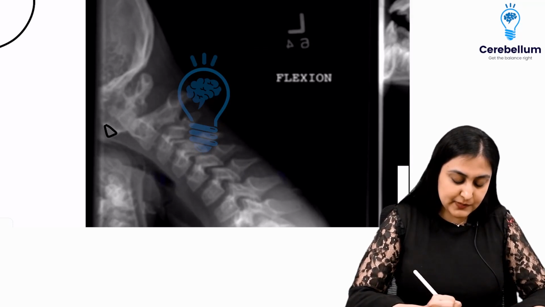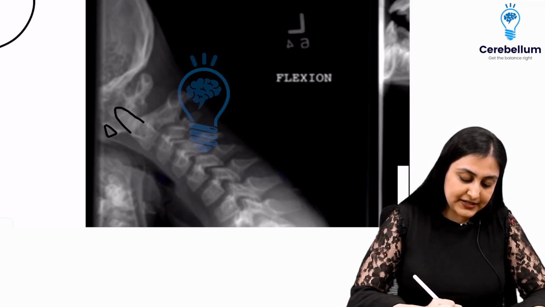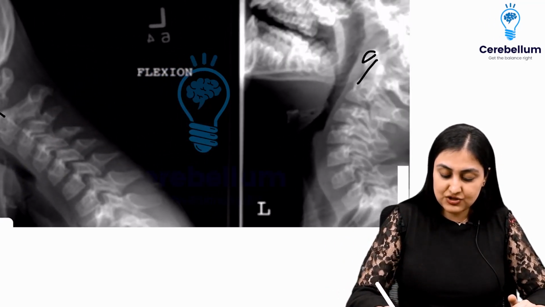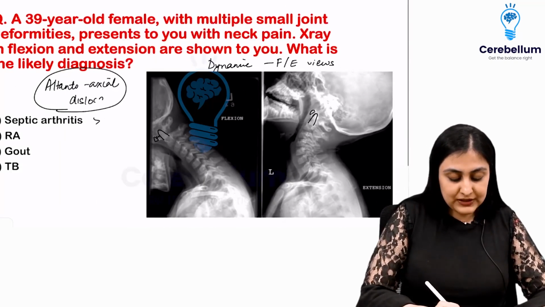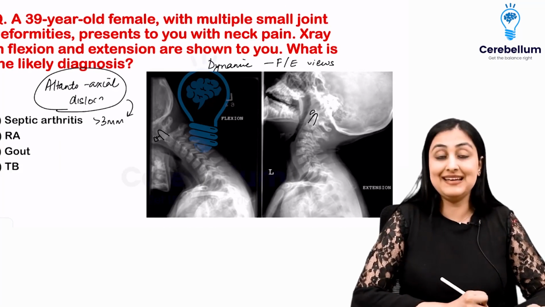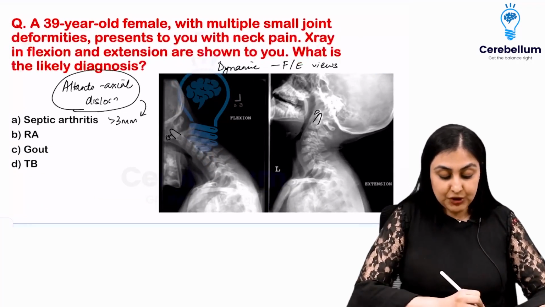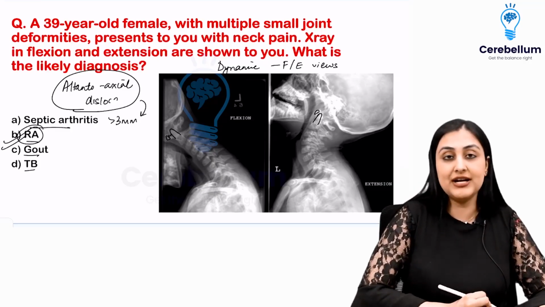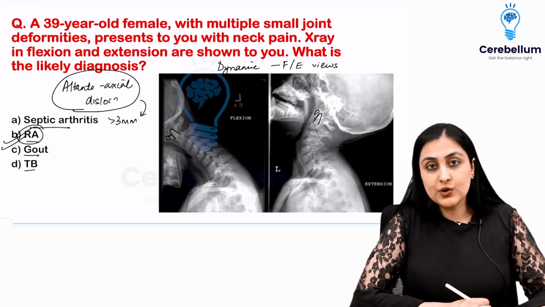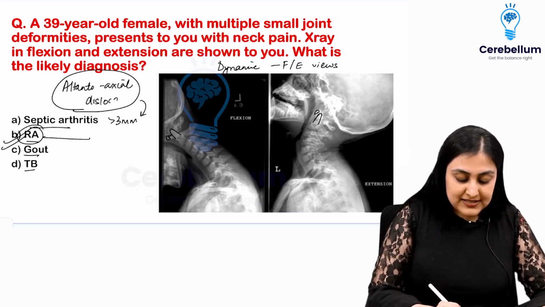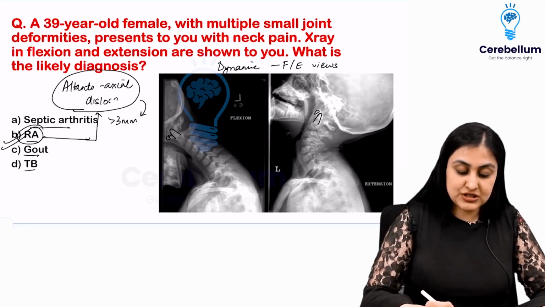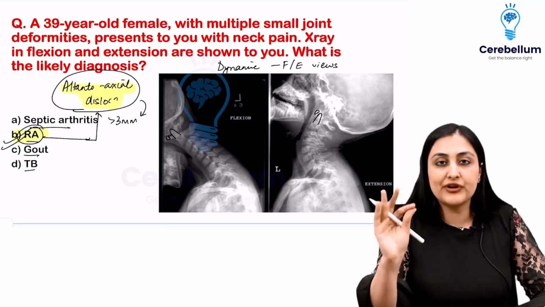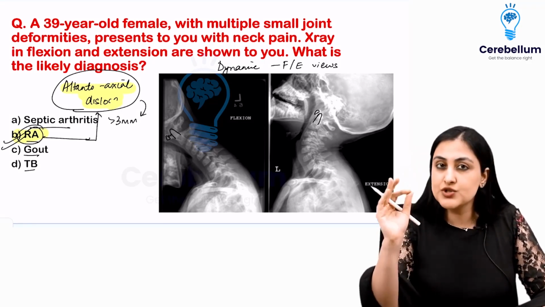Here this is the anterior process of the atlas and this is the dens. So we measure this distance in flexion and then we measure this in extension. Any distance which is more than 3 millimeters is considered to be AAD. Now, out of the given options, septic arthritis, RA, gout and TB, remember rheumatoid arthritis doesn't really have lower or lumbar spine involvement. It has cervical spine involvement and the most serious complication is AAD. So, rheumatoid arthritis tends to affect the atlantoaxial joint most commonly.